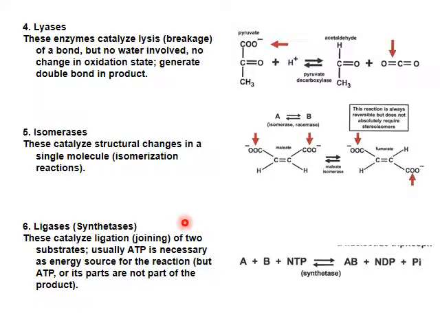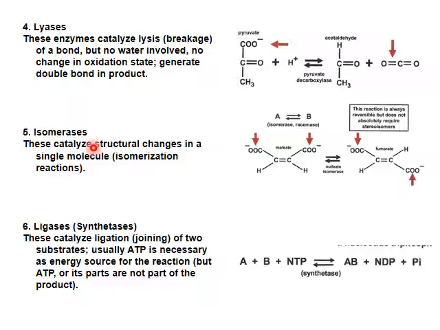So for example, if we have pyruvate here and we're going to decarboxylate it to form acetaldehyde and carbon dioxide, this is an example of a lyase. Okay? Lyase reaction, where we're breaking a group off of a molecule, but water is not involved. In this case, you see a proton could be required, but there's no water involved in the breaking of the chemical bond.